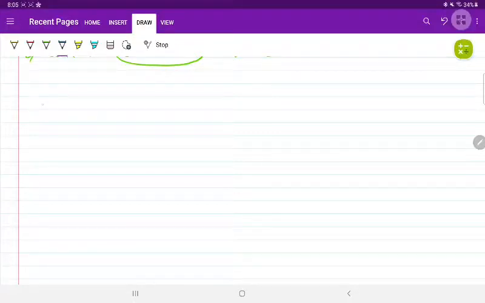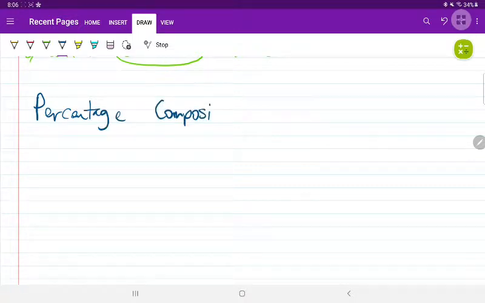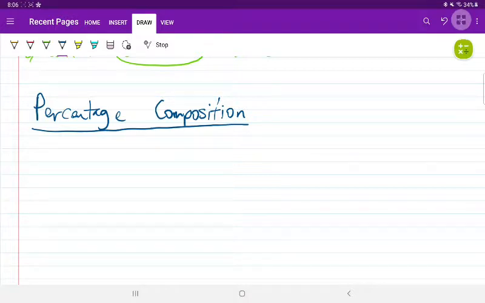I want to talk to you very quickly about the concept of percentage composition. Now, percentage composition tells you what percent of a compound's weight a given element contributes.